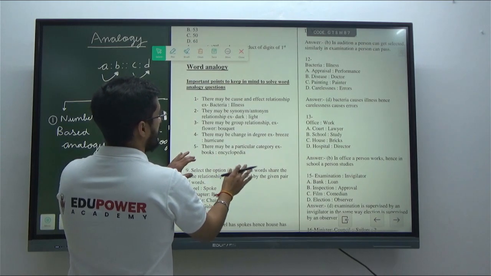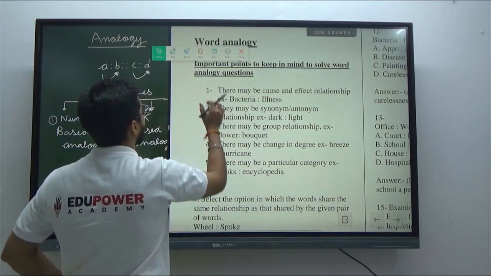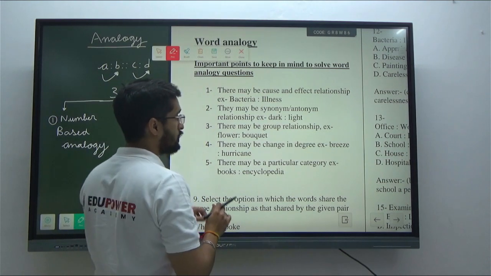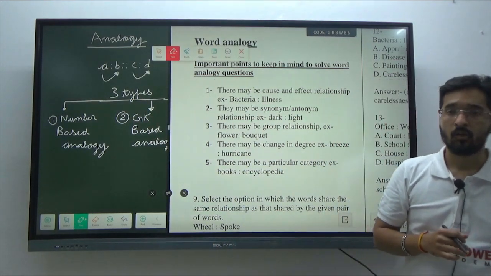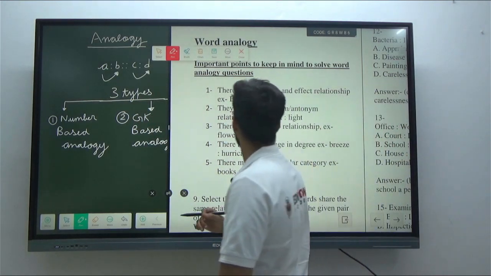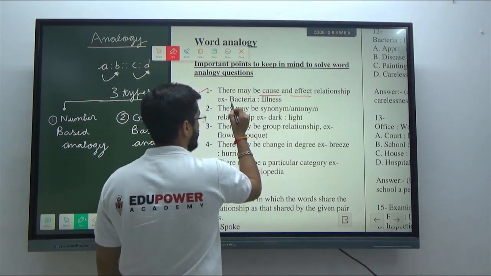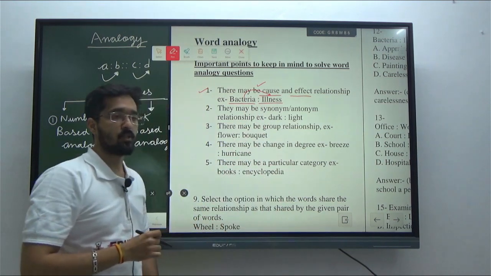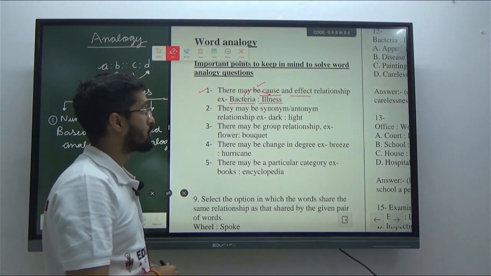Okay. Now important points to keep in mind while solving analogy questions. What are important points to keep in mind? So we have studied all these questions. Okay. So first, there may be a cause and effect relationship. क्या हो सकता है? एक cause and effect relationship हो सकता है. जैसे कि what can happen is a bacteria, we can say that bacteria causes illness, right? Bacteria causes illness.